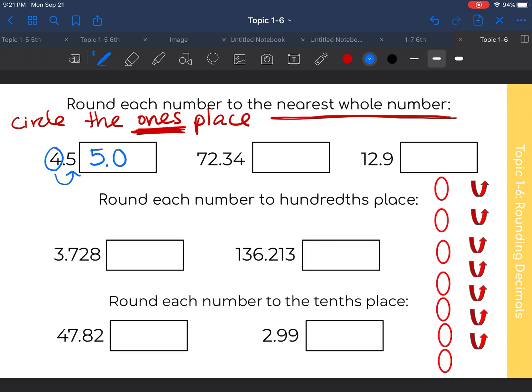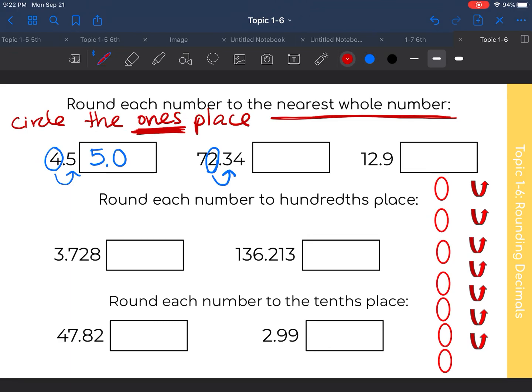We're going to find our ones place because we're rounding to the nearest whole number. So the 2 is in the ones place. Find your place. Look next door. Okay, so that 3 is not 5 or greater. It's actually 4 or less. So that means that the 2, we're going to keep the same. We're going to let it rest.